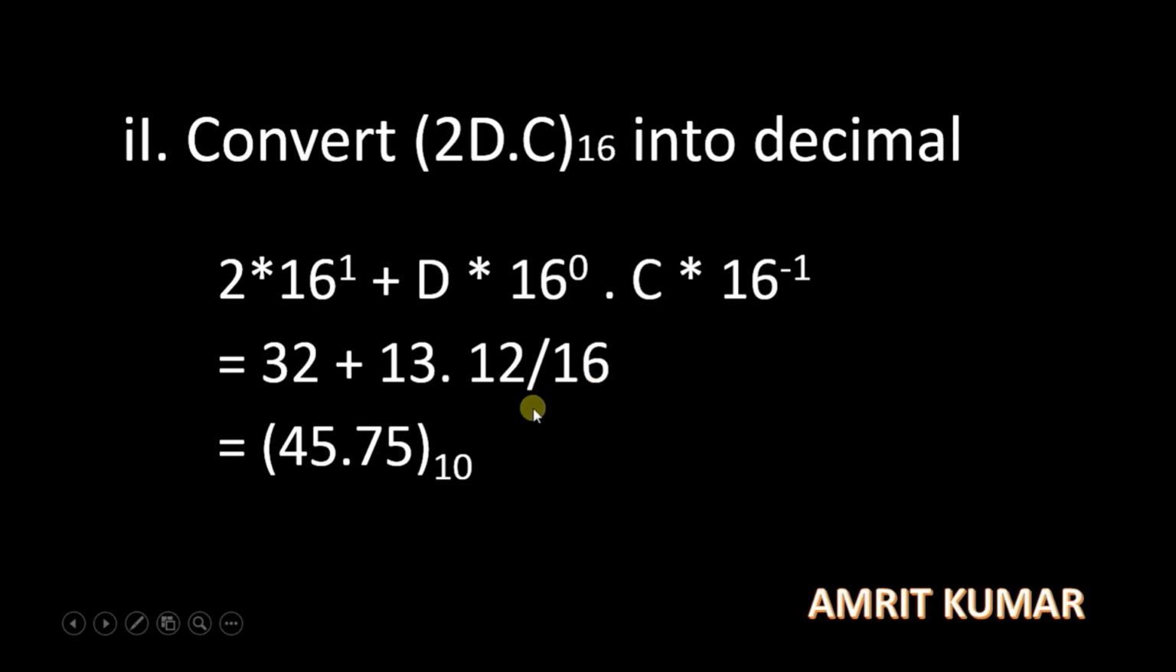We have to multiply it with the c value. So here 12 divided by 16 gives us the fractional value, or decimal value, that is 45.75 whole base 10. So this is how you can convert a hexadecimal number into a decimal number. You have to follow this rule for the calculation, or the conversion process, of a hexadecimal into a decimal number.